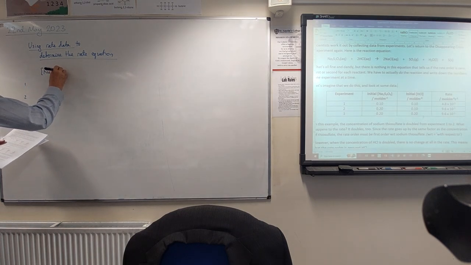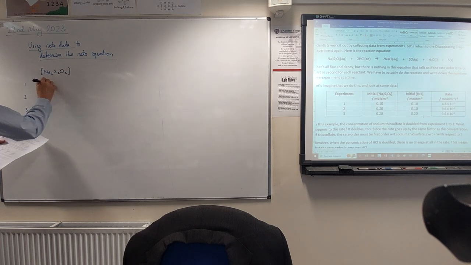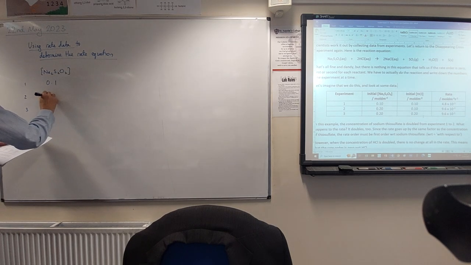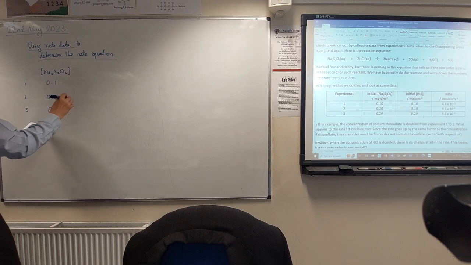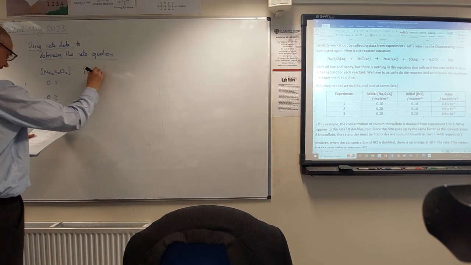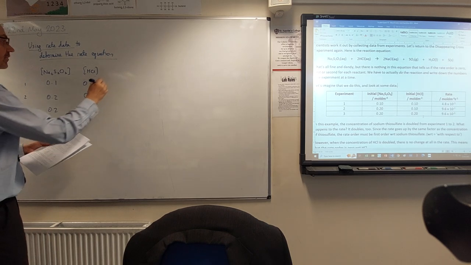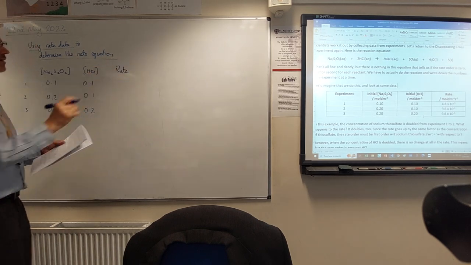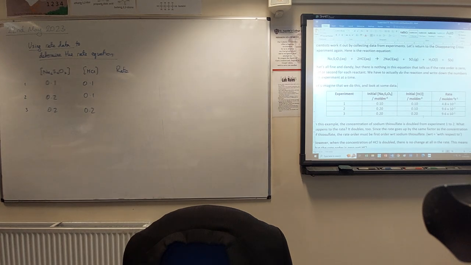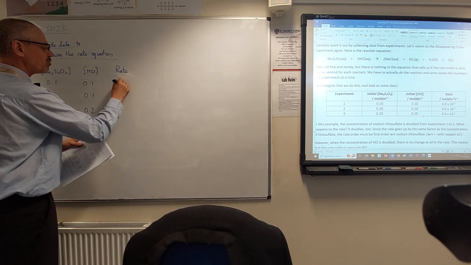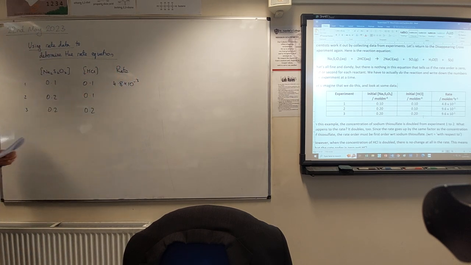So, there, so 0.1, 0.2, 0.2, and then we've got a concentration of HCl, 0.1, 0.1, and 0.2. And then we've got rate. Okay, so we do the experiment with concentrations of 0.1, and we get a rate 4.8 times 10 to the minus 3. Okay, great. Let's do it again, but this time we've doubled the concentration of thiosulfate.